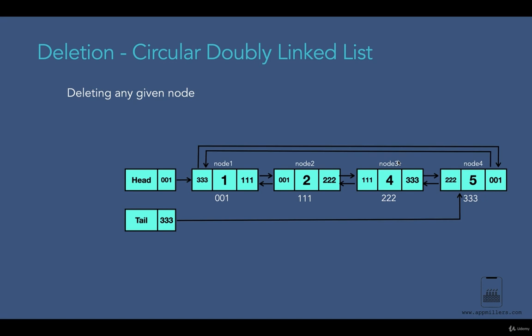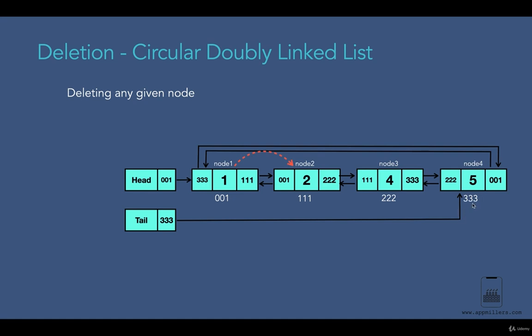To do so, the first thing we have to do is loop through the circular doubly linked list until we reach this location. So if we come to this location, we are going to stop over here. Then we are going to update the next reference of node 2 to point to the node that comes after the node that we want to delete. So we want to delete node 3, and in this case we want to point it to node 4.